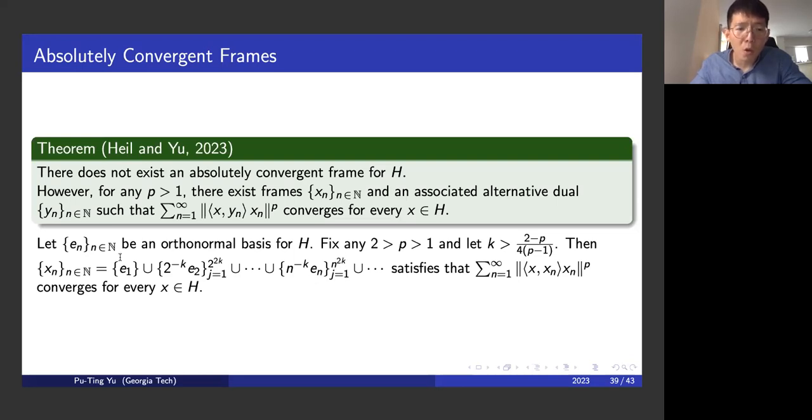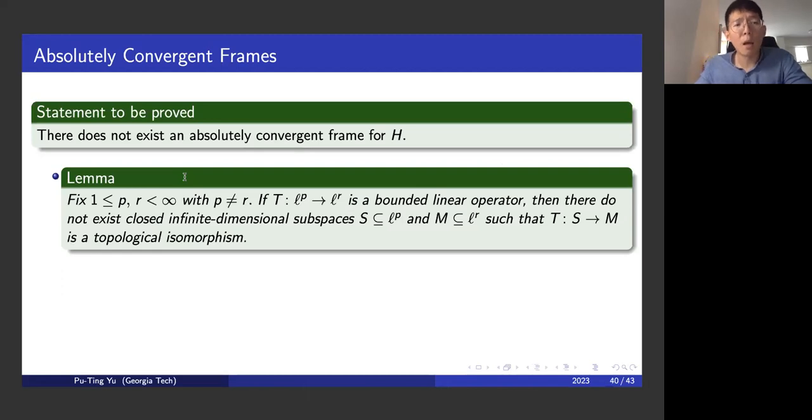Then based on this construction, we can show that x_n is a frame, and moreover, the l^p norm of the sequence of norm of x_n multiplied by the inner product of x and x_n converges for every x in H. So this example shows the sharpness of the non-existence of absolutely convergent frames. And finally, let me show that there does not exist an absolutely convergent frame for H. What we have to use is the following lemma.